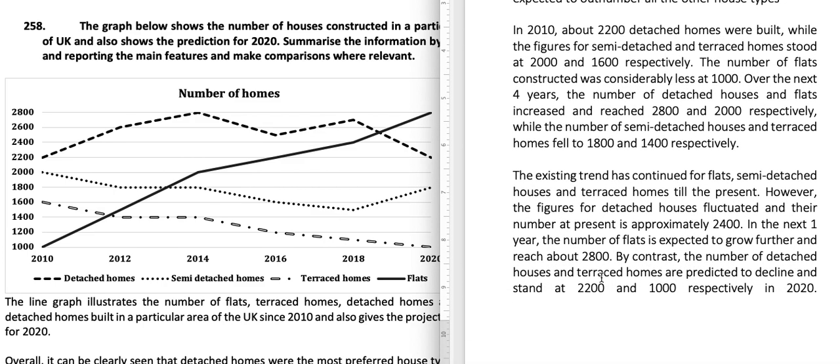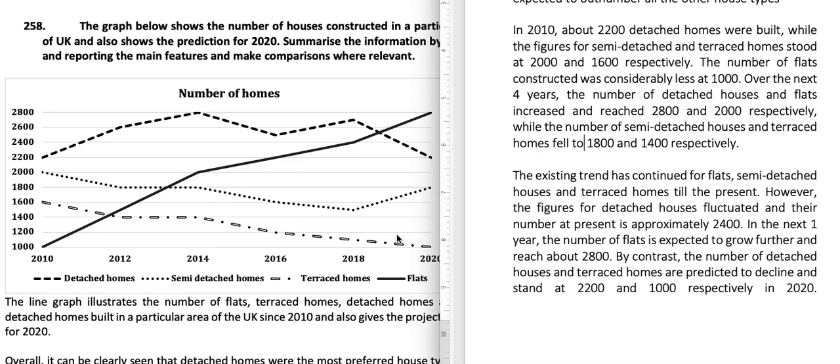The existing trend has continued for flats, semi-detached houses and terraced homes till the present. So the existing trend, that is, there is a fall in the number of these two, and there's an increase in these two. However, the figures for detached houses fluctuated. So you can see the figures for detached houses fluctuated, and their number at present is approximately 2,400.